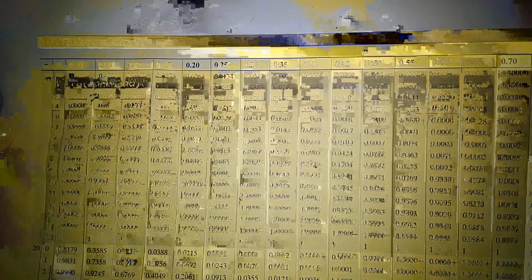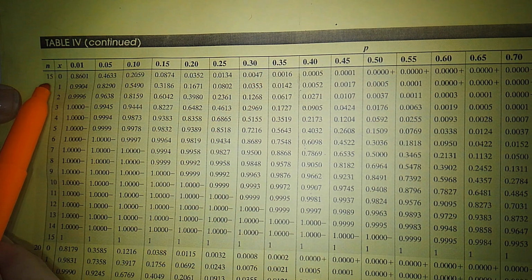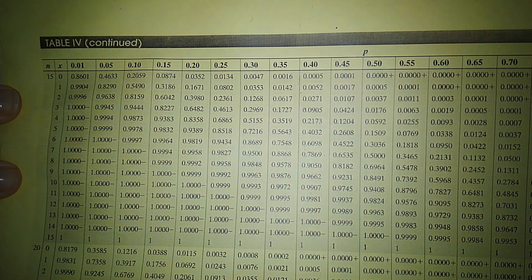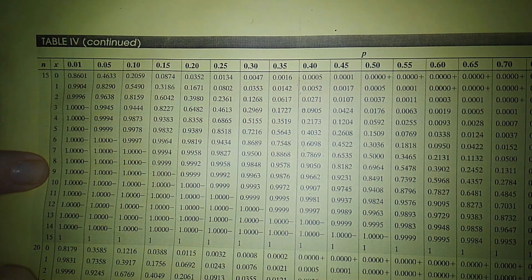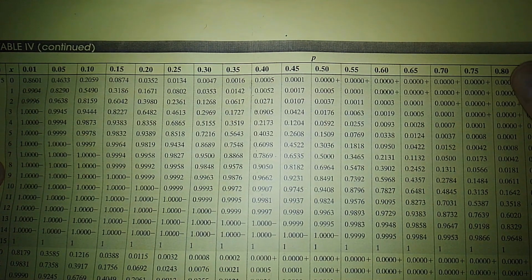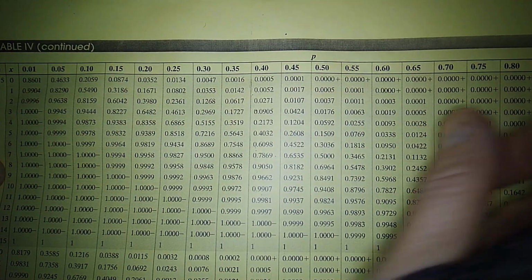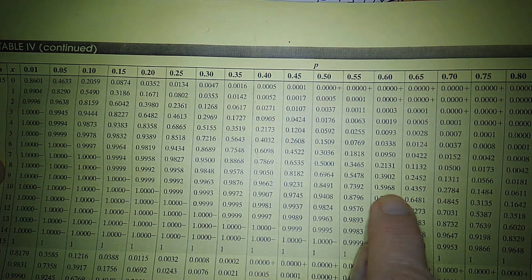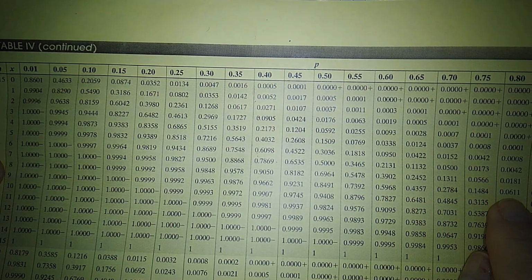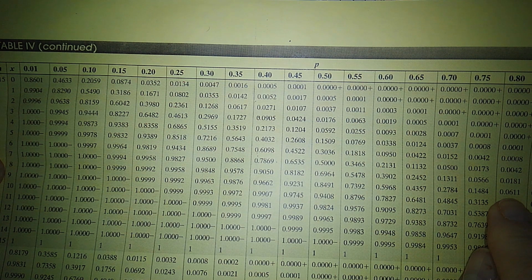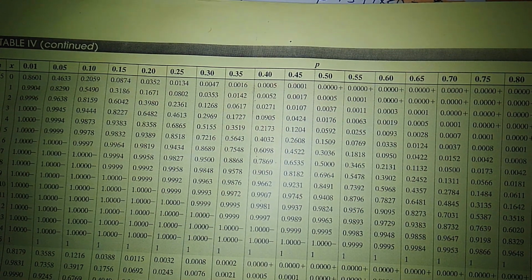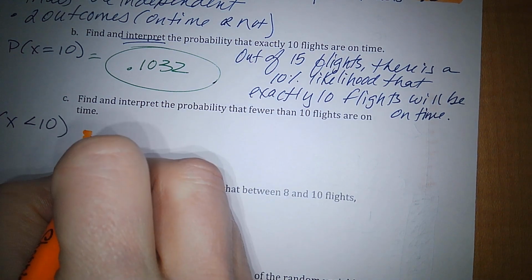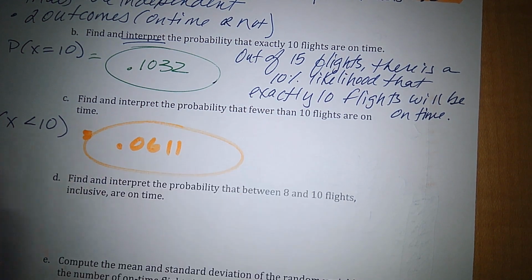So here's table 4. My N is 15, and I want 0 to 9 successes. So I'm going to go all the way up to 9. I know the probability of success is 80%, which is over here. And when I follow 9 all the way across until I get to 80%, I find the probability is 0.0611, and that would include 9 all the way down to 0. It adds them all up for me. So the answer to this question is going to be 0.0611.